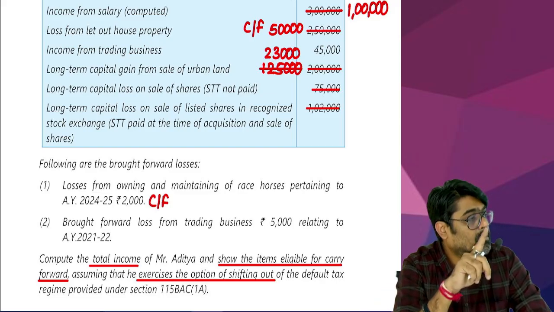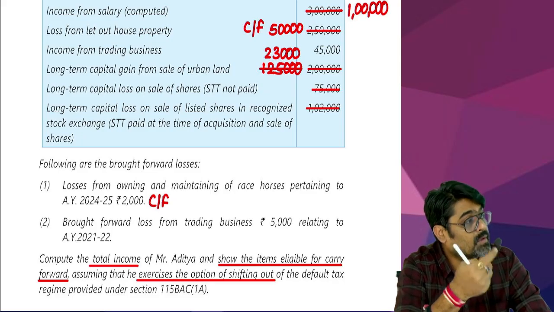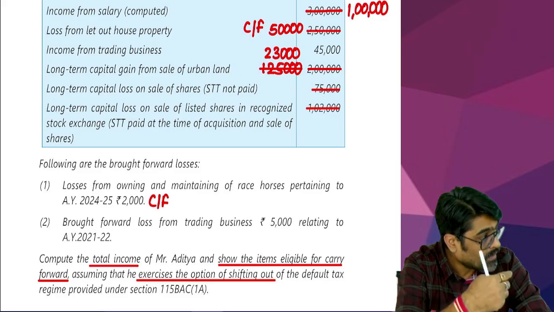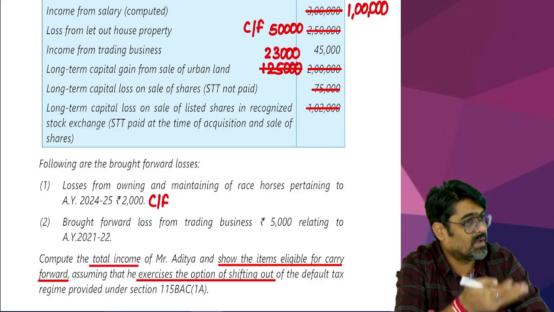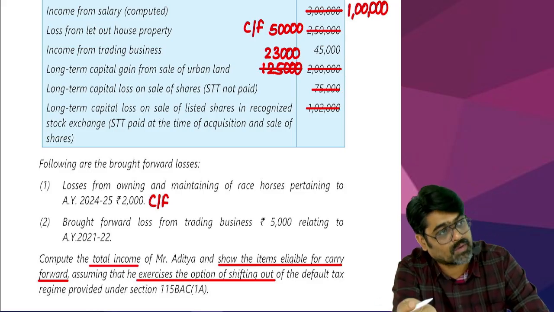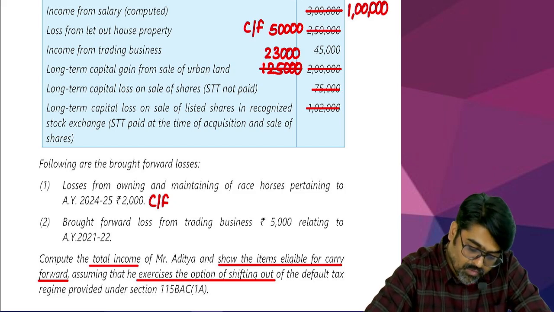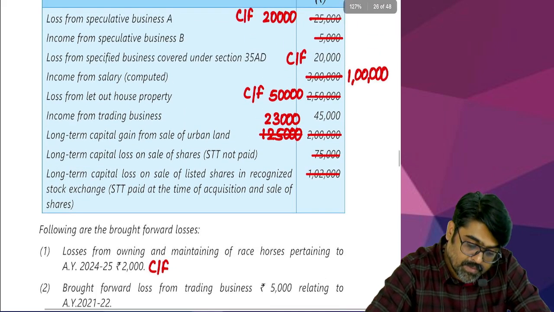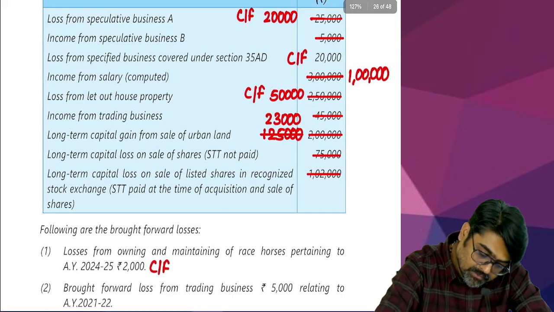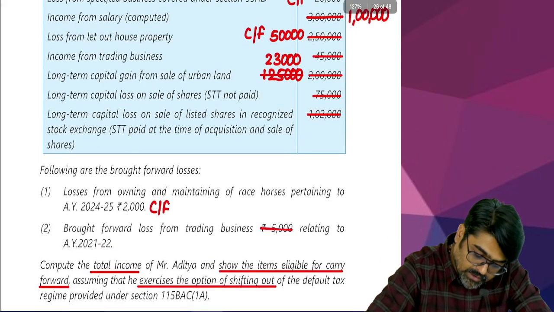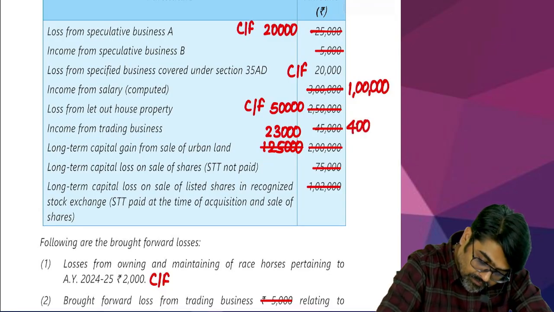Because previous year 23-24, the loss will be carried forward for the first year. In previous year 24-25, this is the second year. 25-26, if the loss cannot be set off in this year, then it will be carried forward for the third year. Brought forward loss from trading business, how much? 5,000. Do you have any PGBP income this year? How much? 45,000. Against that, this 5,000 will be set off. Okay, no? So this will remain 40,000.